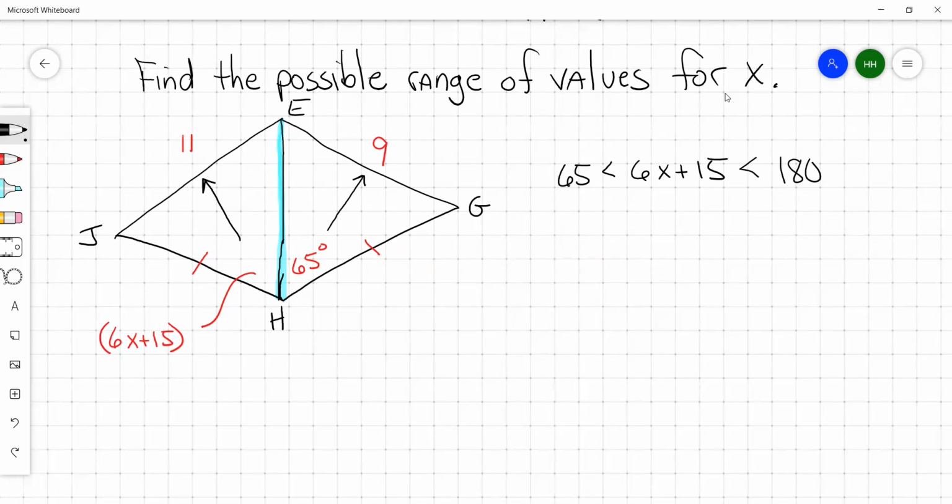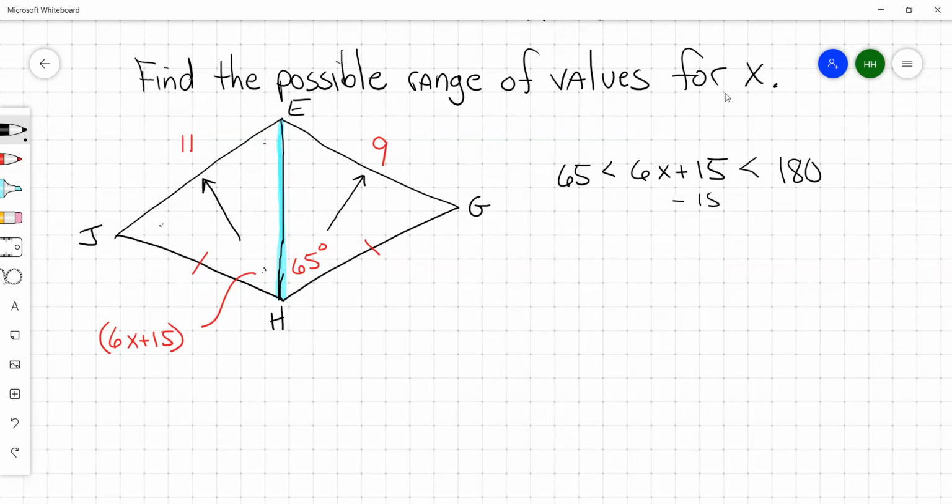That's because the 6x plus 15 is one angle in a triangle. And since the three angles in a triangle have to sum to 180, all of the angles have to be less than 180. So this 6x plus 15 has got to be less than 180. That is your setup.